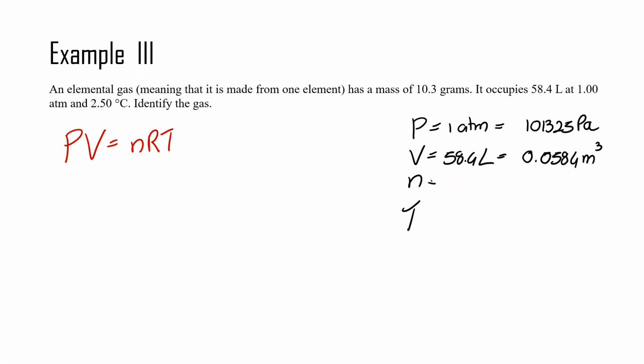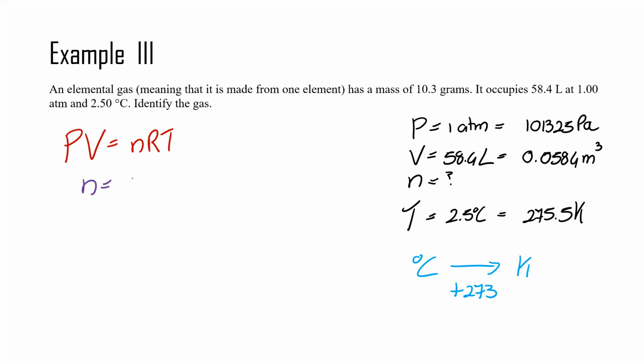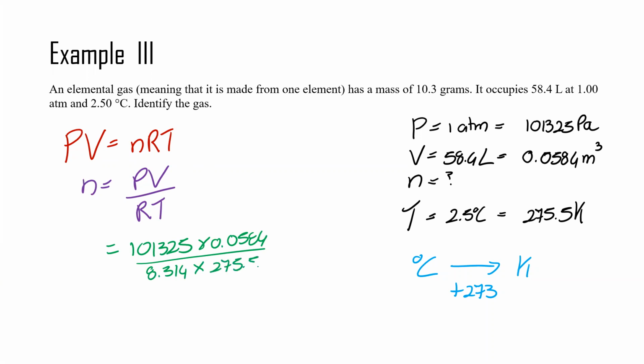n in this case, we do not know, and T is 2.5 degrees Celsius, which is equal to 275.5 Kelvin. Remember, changing from degrees Celsius to Kelvin, it is plus 273. And then you can put everything in your equation. Personally, before I put everything in the equation, I would rather make n the subject of the formula. I find this to be a lot easier. And at this point, I can put in the numbers, and once I put in the numbers, I can find what the number of moles is going to be.